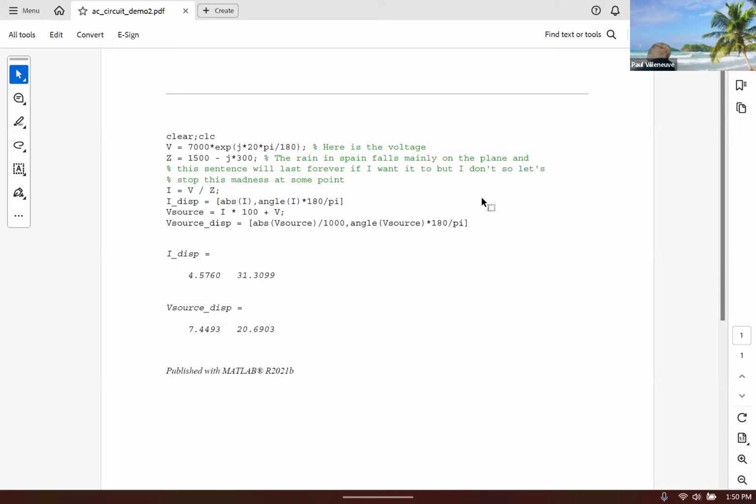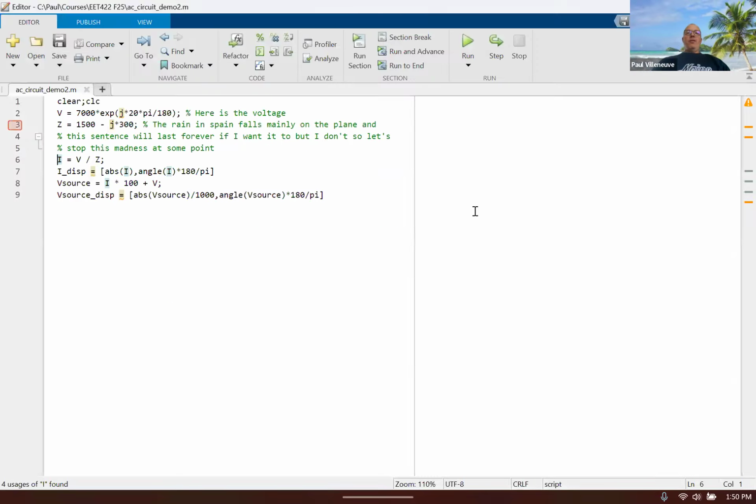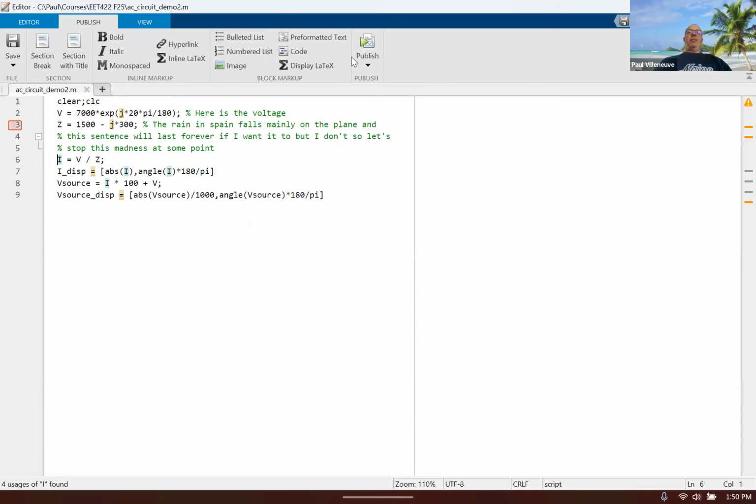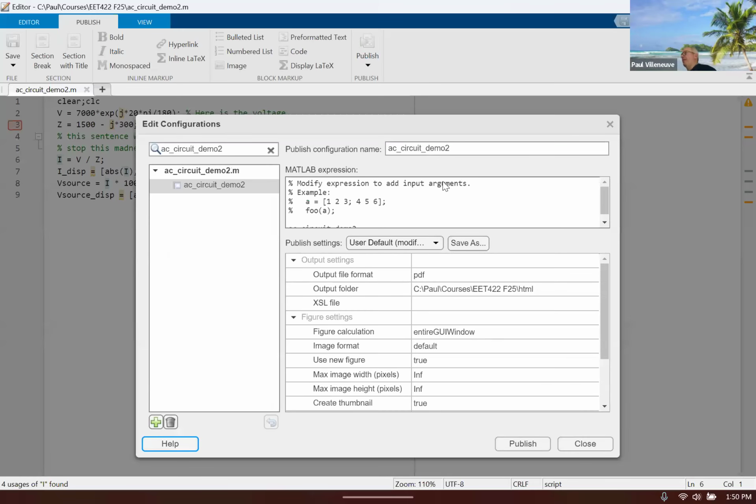Yes, sir. I was wondering where the button is to get the PDF again. The publish, sure. If you go to publish here, see it's highlighted here. I click publish, then I click publish over here. I always edit to make sure that I get the right output that I want, and then I will publish that here.